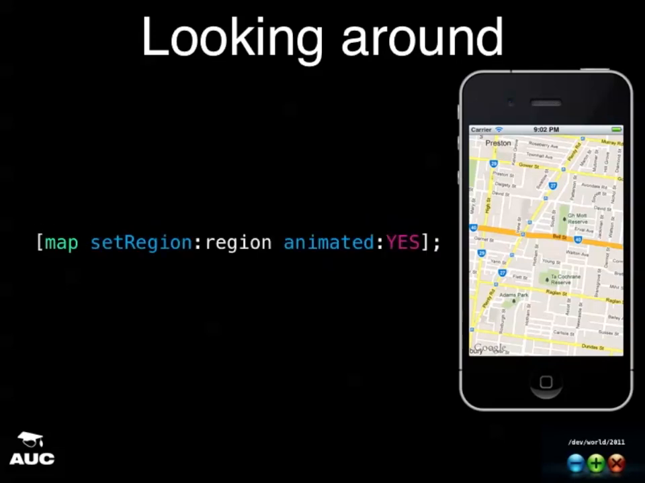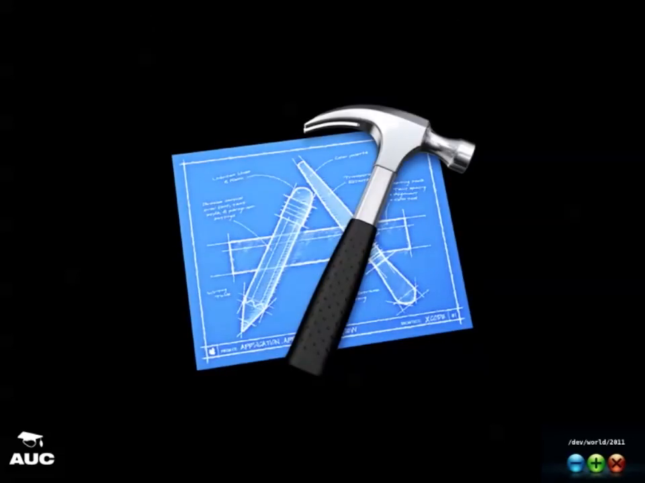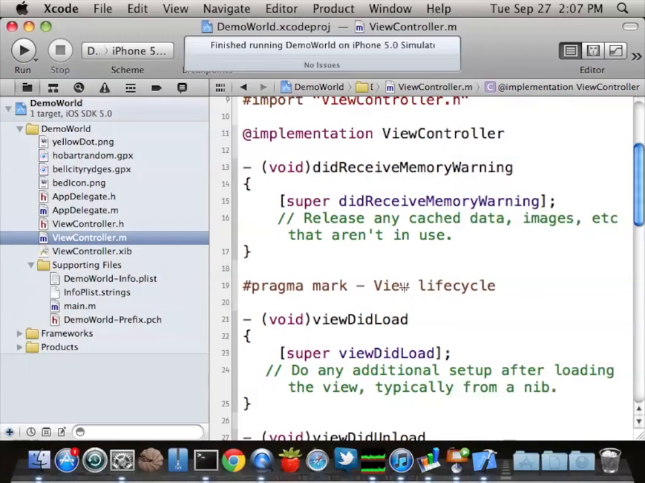And then all you do is set the region to our region. There's an animated property, which is, in my opinion, very useful to use because it does a nice smooth transition to the region as opposed to just snapping in. So let's just do a demo.